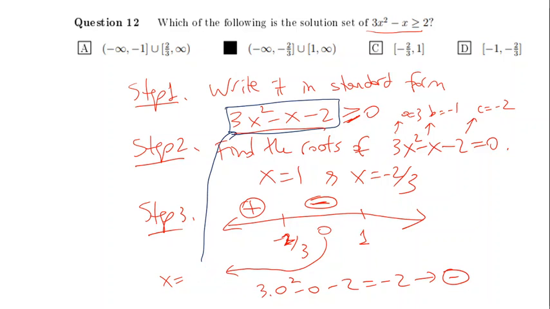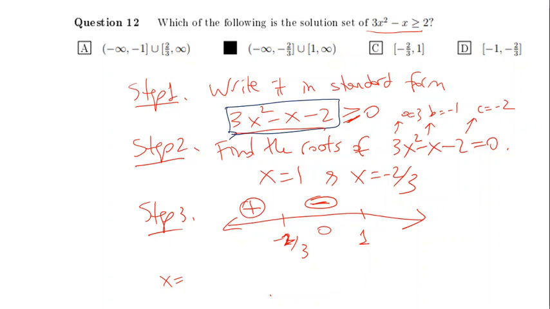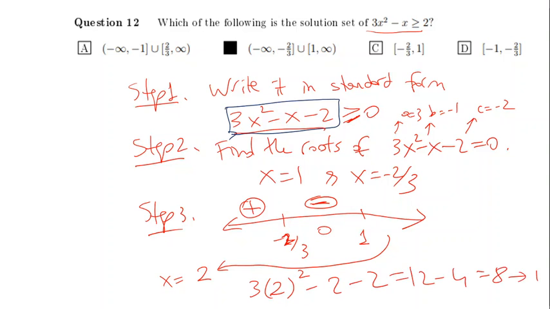And now when it comes to the last one, I can again take a big number, bigger than 1, so it's 2. 3 times 2 squared minus 2 minus 2 is equal to 12 minus 4, which is 8. So it's a positive number, so I will say this part is positive.